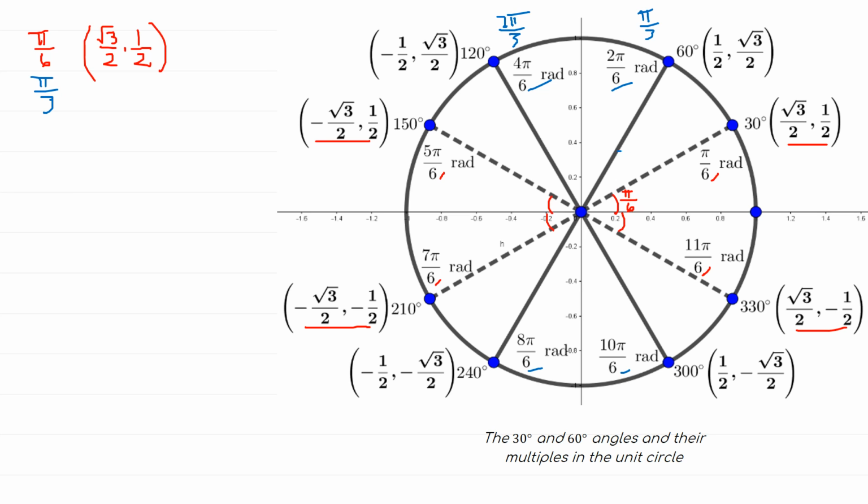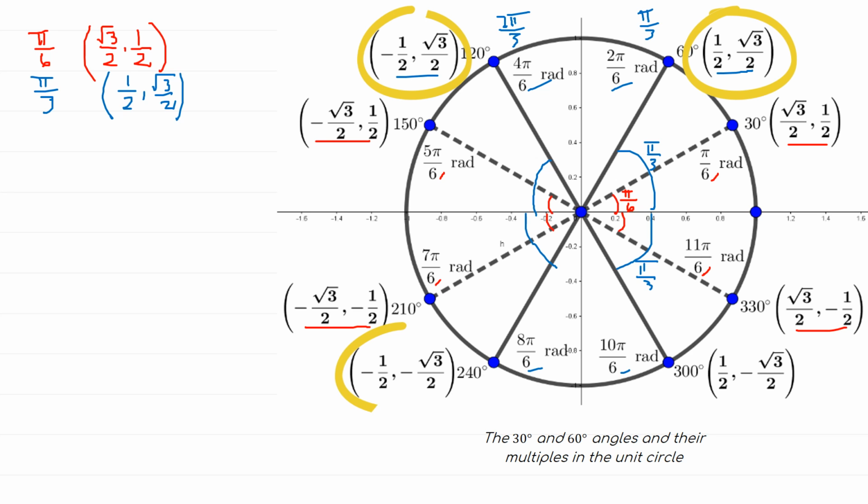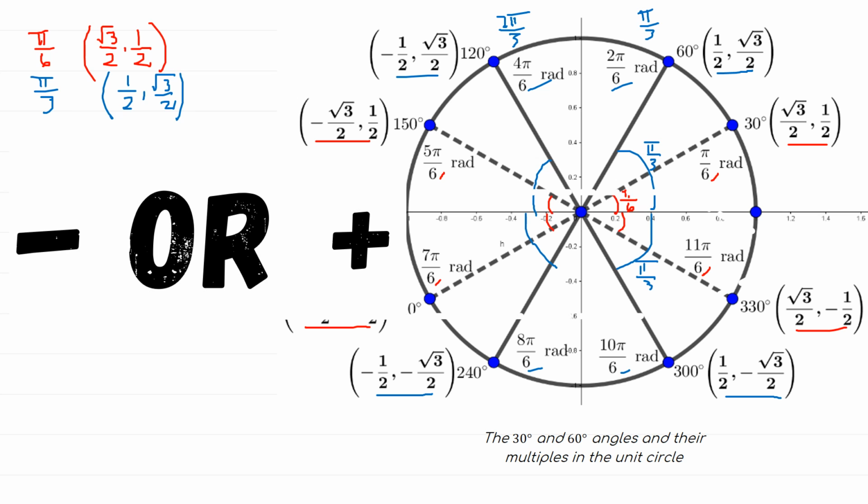At ang reference angles ng lahat ng mga yan ay palaging pi over 3. Pi over 3 yan. Itong mga blue na to. In this case, kapag pi over 3 ang reference angle ninyo, baliktad naman. That would be 1/2, square root of 3 over 2. Katulad yan. Lahat yan magkakatulad. Ang pinagkaiba lang ay sa signs.